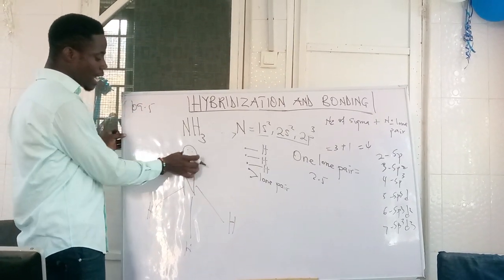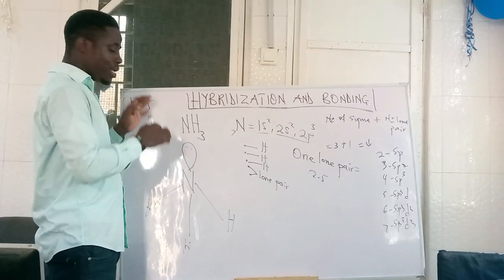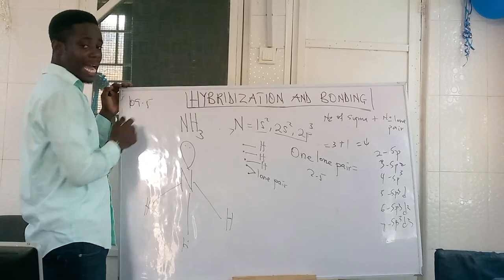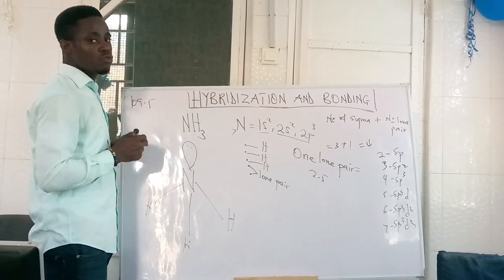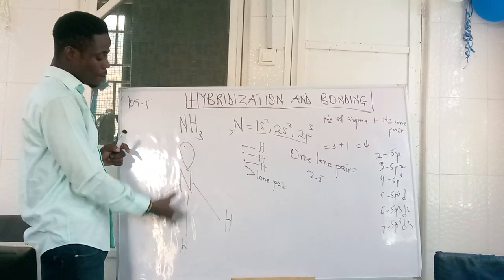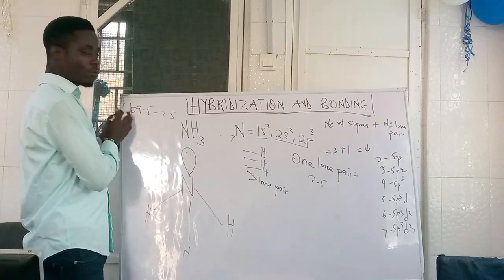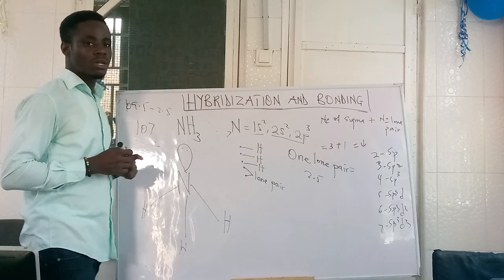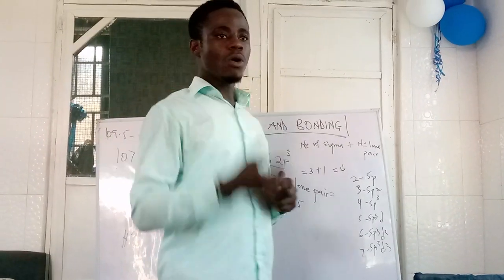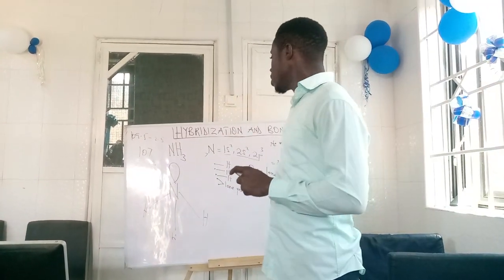Why? Because this ammonia has a lone pair. This lone pair will reduce the bond angle, and because it has one lone pair, it is going to reduce it by 2.5. So for you to know the bond angle in ammonia, just subtract 2.5 from 109.5, and that will give us 107. So if you are asked the bond angle of ammonia, it is 107 and not 109.5.